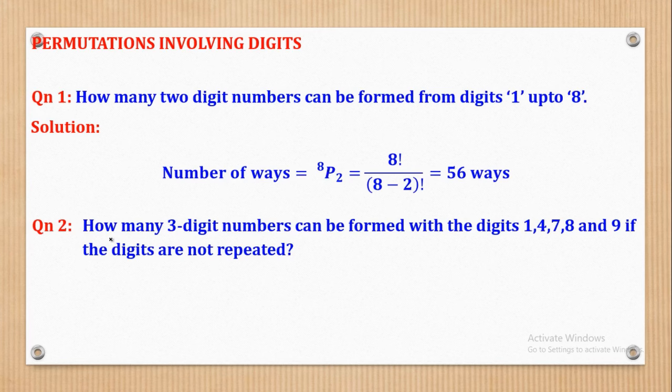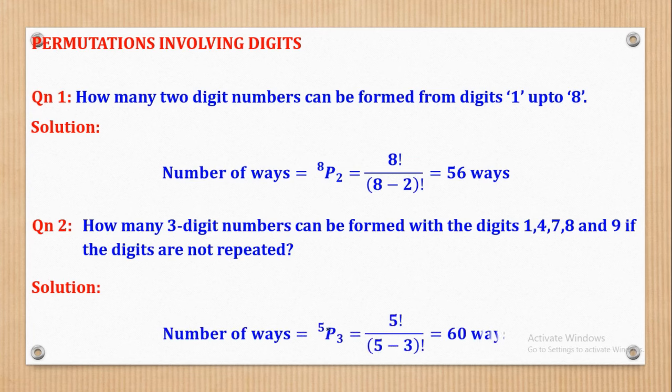Then question 2 says, how many 3-digit numbers can be formed with the digits 1, 4, 7, 8, and 9 if the digits are not repeated? So these are 1, 2, 3, 4, 5. So out of 5 digits, you need 3. Therefore, the number of ways will be 5 permutation 3, which gives you 60 ways.